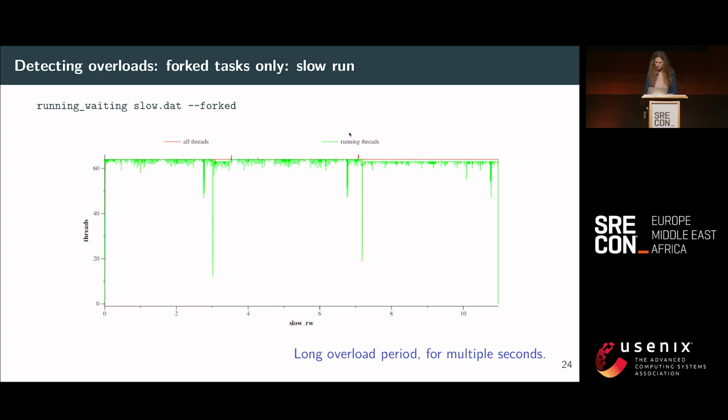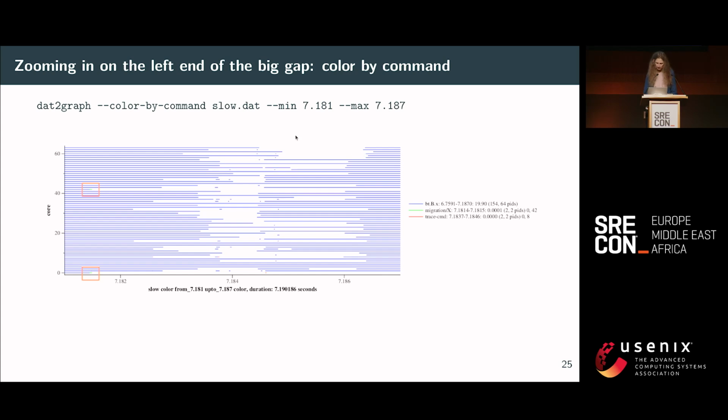Basically what we're going to do is look at this place here in detail to see what's going on on the machine at that point, to see what is causing the problem. So I don't know if you can see it very well, but I've zoomed in to a certain region. I've used this option, which is color by command. So now the previous lines were colored by the PID, and now they're colored by the command name.